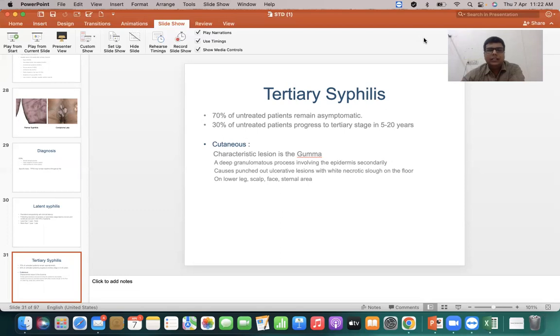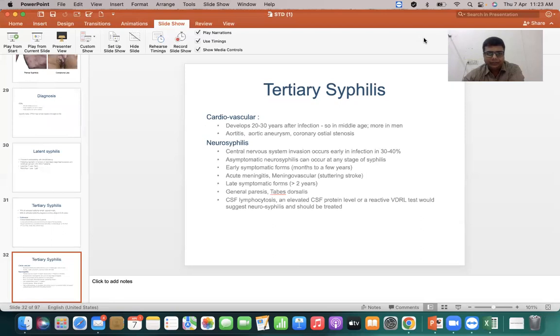So what are the cutaneous lesions in tertiary syphilis? The characteristic lesion is gumma, a deep granulomatous process involving the epidermis and dermis. It causes a punched out ulcerative lesion with white necrotic slough on the floor, on the lower leg, scalp, face, and sternal areas. Tertiary syphilis is of two types, cardiovascular and neuro. Cardiovascular develops 20 to 30 years after infection. In middle age, more in men, there will be aortitis, aortic aneurysm, coronary ostial stenosis.